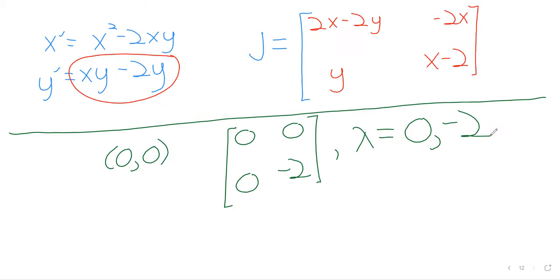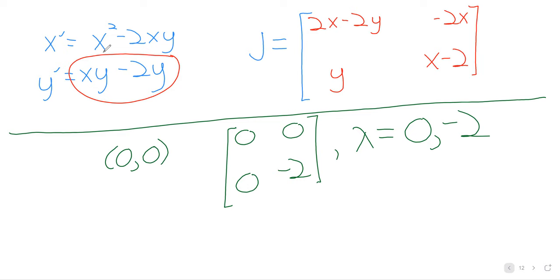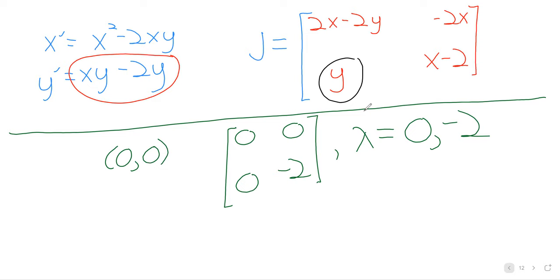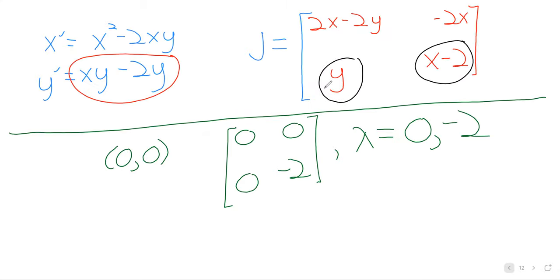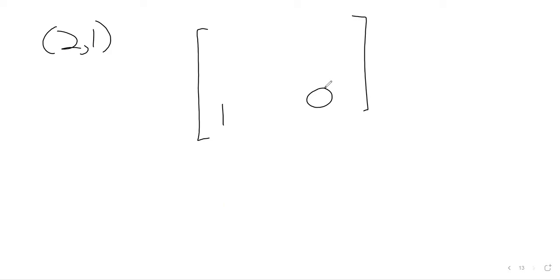What about 2, 1? So x is 2, y is 1. Let me try not to mess this up. So y is 1, so I'll stick the 1 in here. X is 2. 2 minus 2 is 0. So there will be a 0 there. X is 2, y is 1. So 4 minus 2. Could have a 2 up here. Then x is 2. Should have a -4 there.